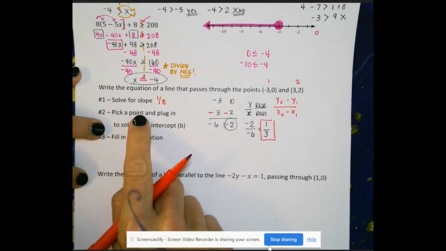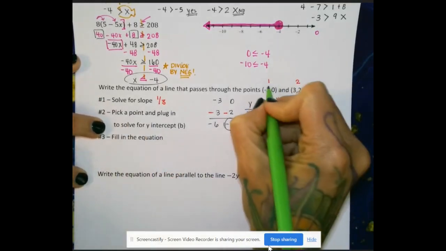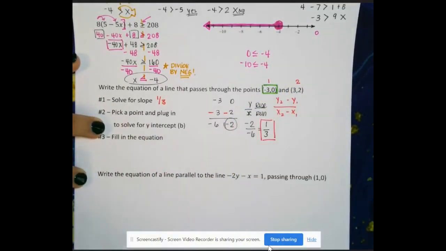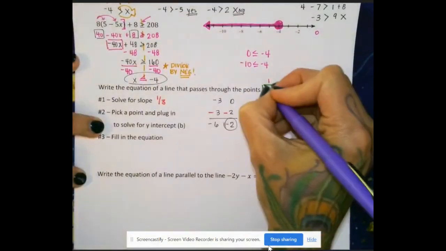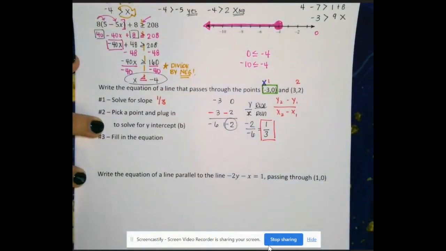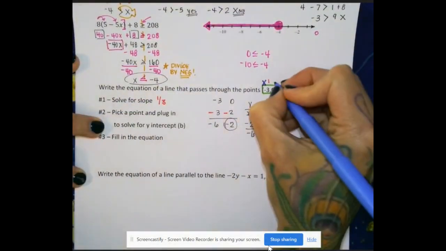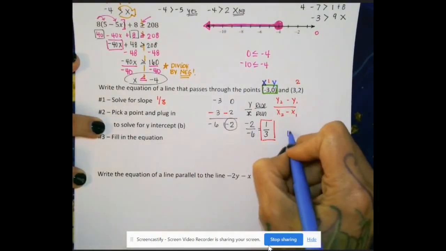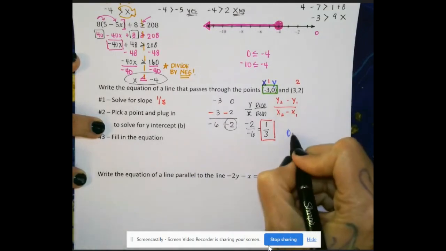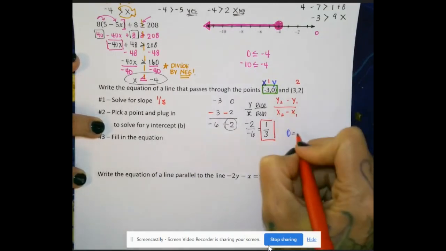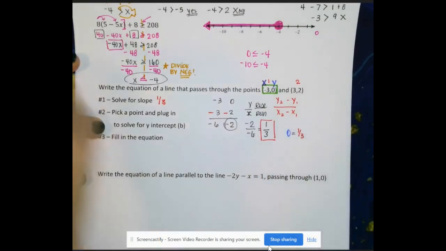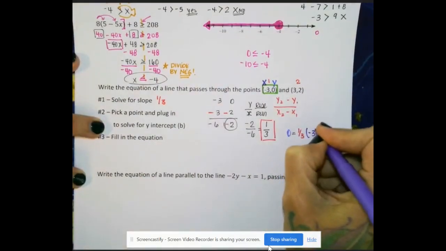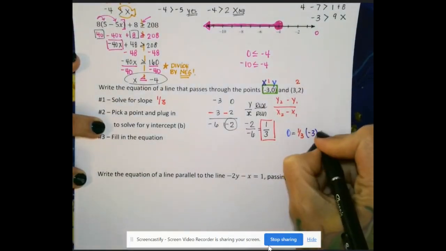Now we're going to take this number and we're going to plug it in to solve for b. We have to pick a point. I like any one that has 0 in it, personally, because 0 normally cancels things out, or it doesn't get complicated and get in my way. So my -3 is my x, my 0 is my y, and we have our slope. So y is going to be 0. Our slope is 1/3. Our x is a -3.